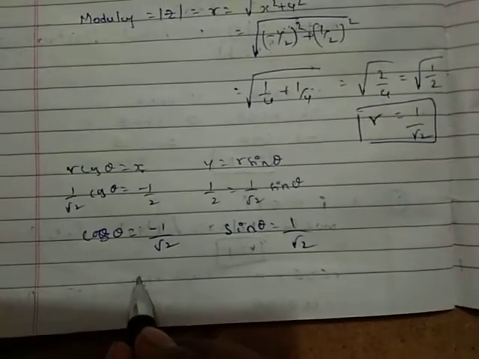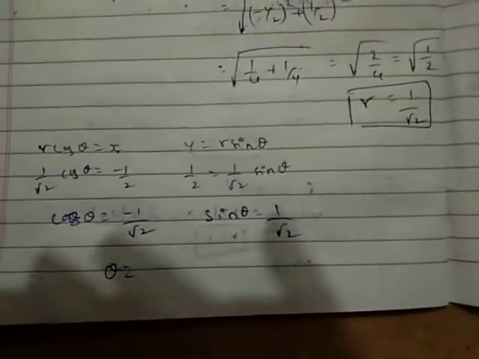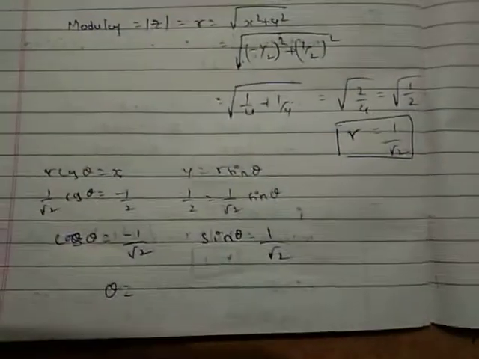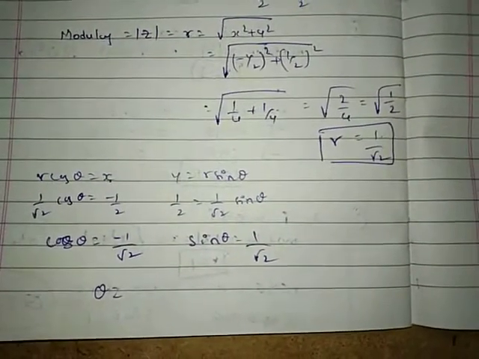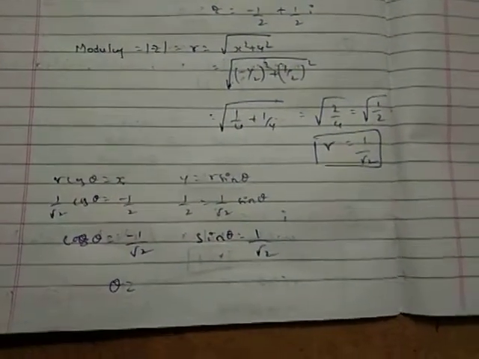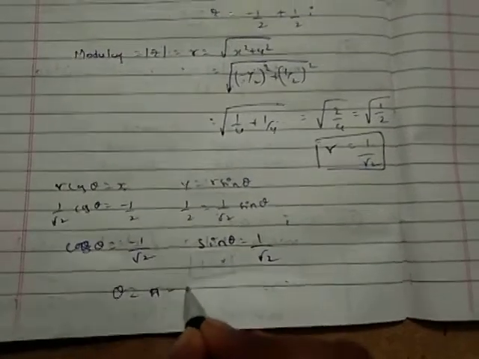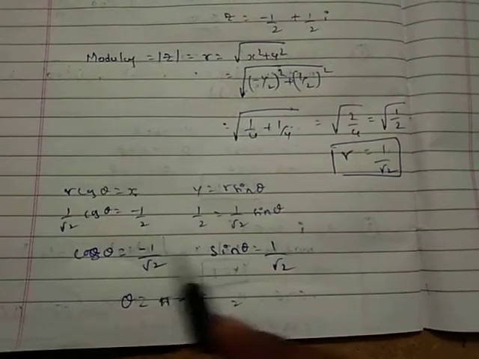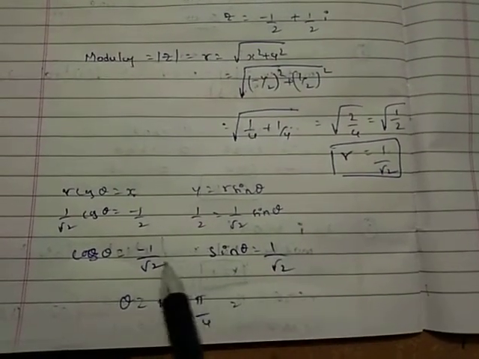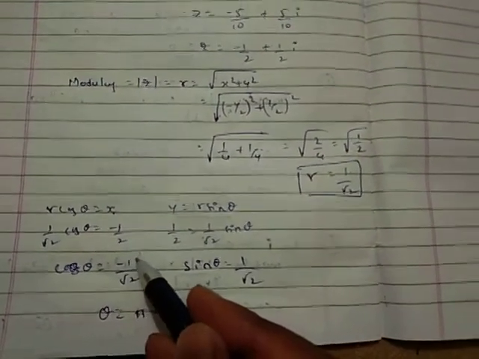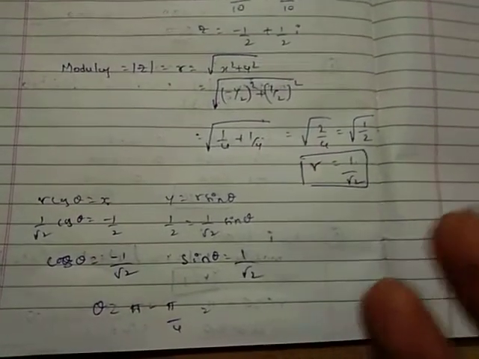So we need to find theta. Observe carefully. They have given cos theta equal to minus 1 divided by root 2, and sin theta equal to 1 divided by root 2. So theta is equal to pi minus pi by 4, because cos theta is a negative value and sin theta is a positive value. If we consider only the plus sign, 1 divided by root 2, we can easily say that it's going to be pi by 4.